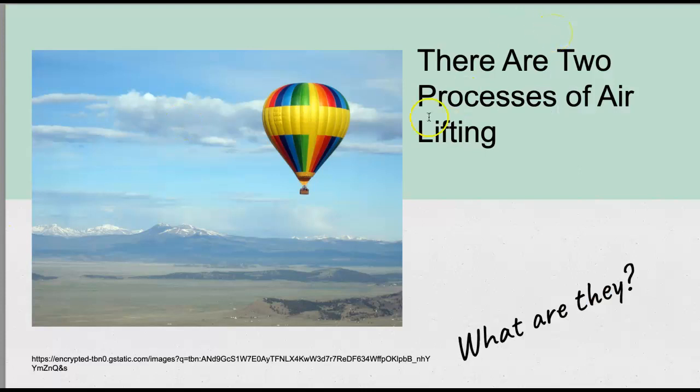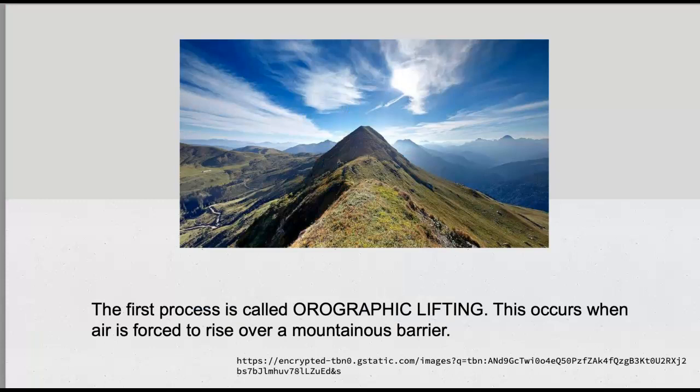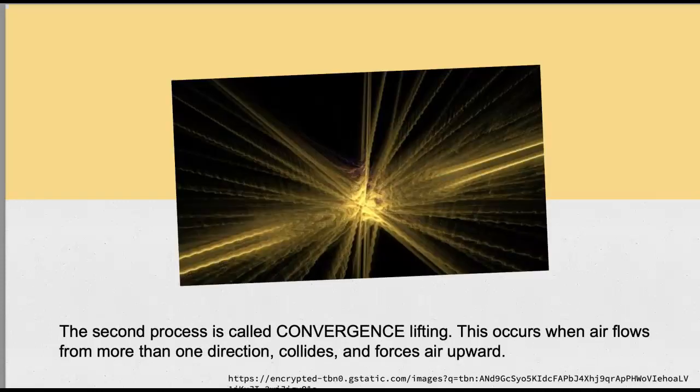There are two processes of airlifting, and we're going to look at what those are. The first one is called orographic lifting, and this occurs when air is forced to rise over a mountainous barrier. And the second process is called convergence lifting. This occurs when air flows from more than one direction, collides, and then forces air upwards.